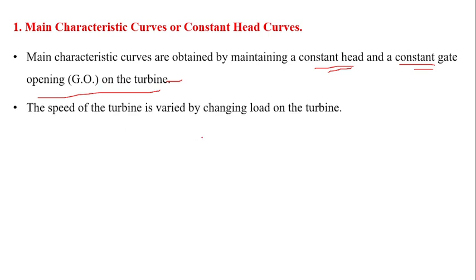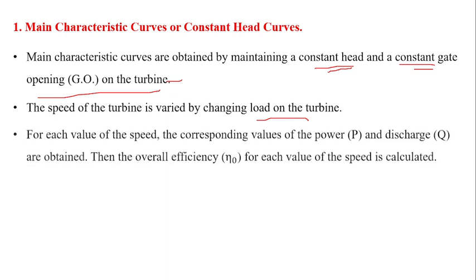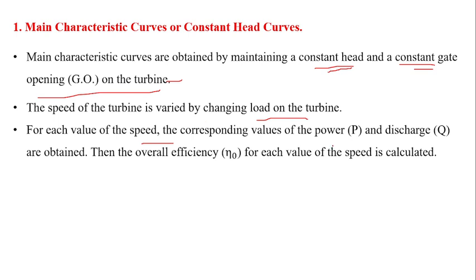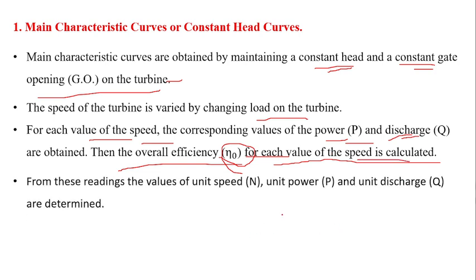The speed of the turbine is varied by changing the load on the turbine. If we change the load, the speed will vary, and for each value of the speed, the corresponding values of power and discharge are obtained. The overall efficiency for each speed is then calculated. From these readings, the values of unit speed, unit power and unit discharge are determined.